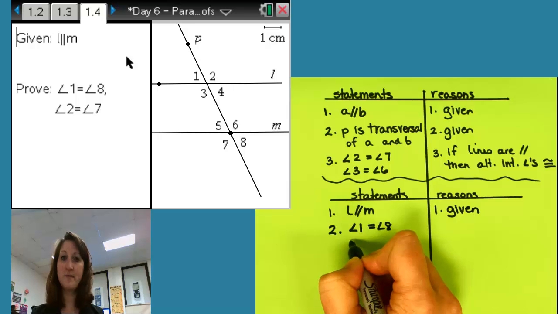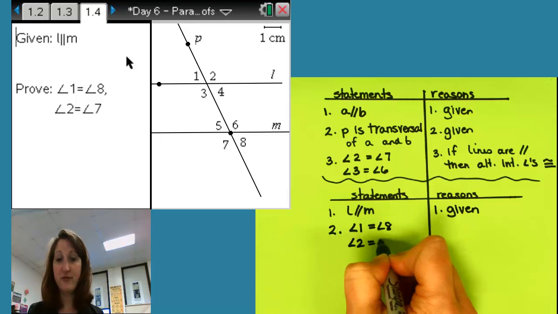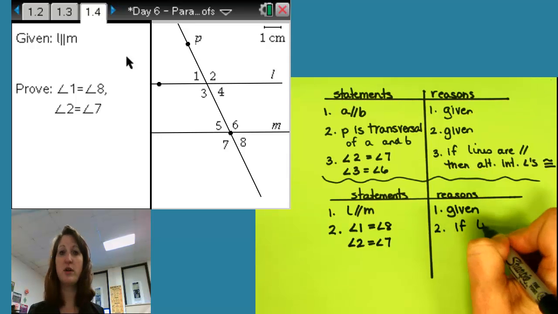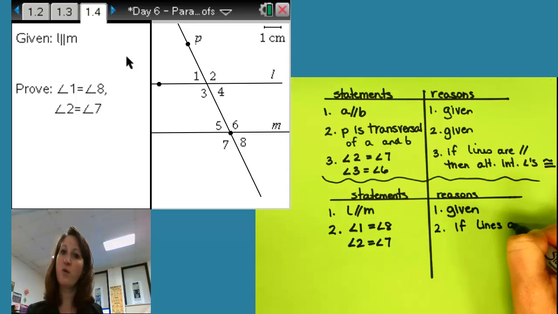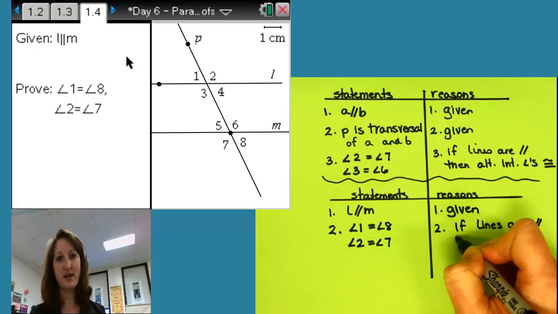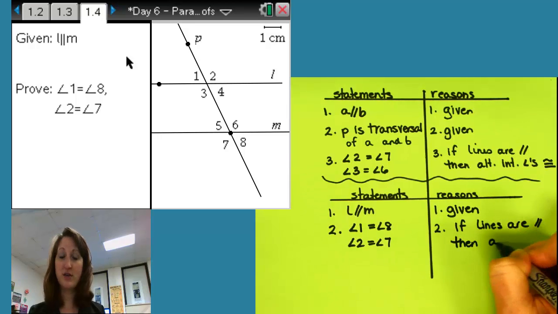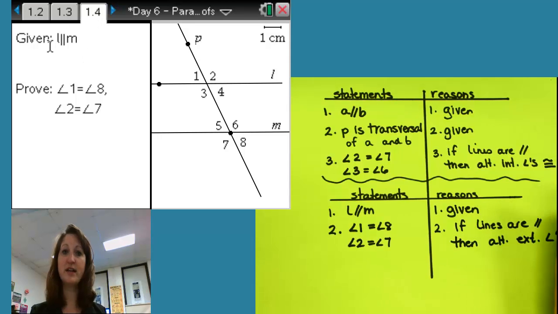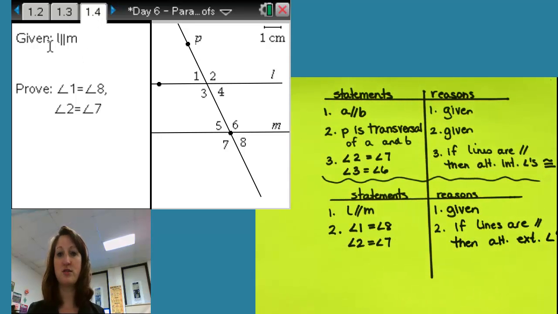We start off with the given, and then if lines are parallel, then we know that those alternate exterior angles are equal. So our second step is that 1 is equal to 8, 2 is equal to 7, and our reason is that if lines are parallel, which was our given, then the alternate exterior angles are equal.